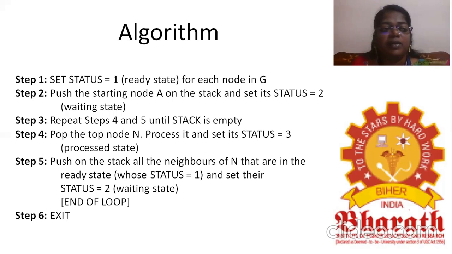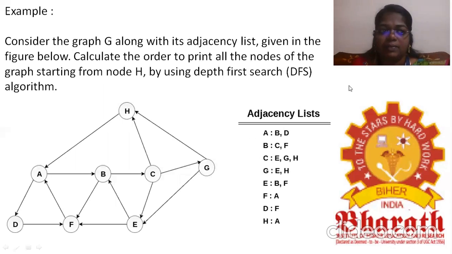In step 4, we have to pop the top node from the stack and mark its status as 3, that is processed state. And in step 5, we push on the stack all the neighbor nodes of the currently popped node. At that time, we set that particular neighbor node's status as 2, that is waiting state. So that is the end of the loop and we can exit the algorithm.